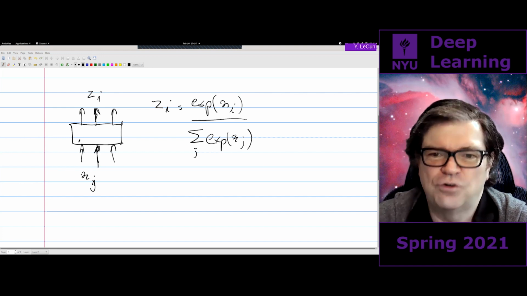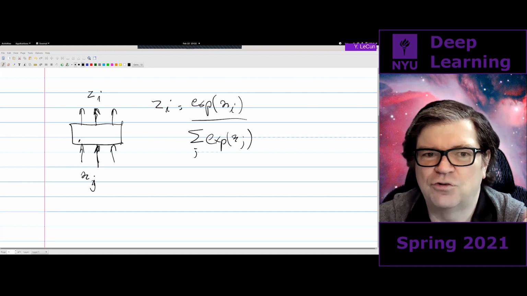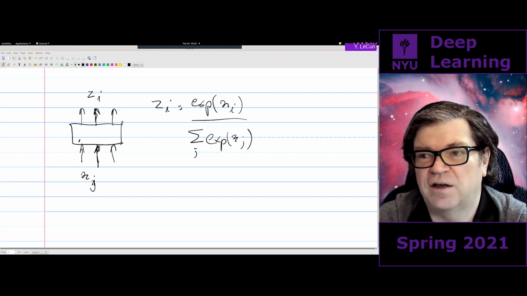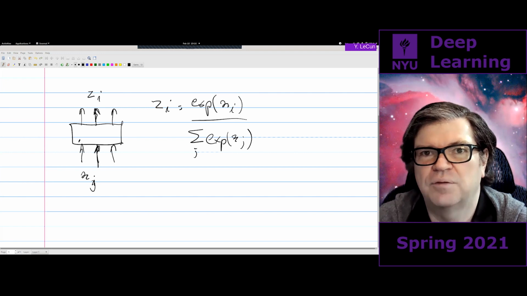So this allows us to turn, for example, a bunch of scores in some arbitrary unit into something that looks like a probability distribution over discrete outcomes.